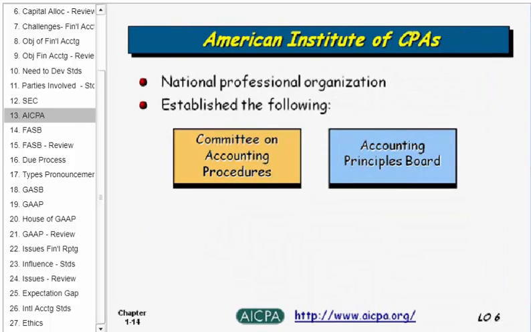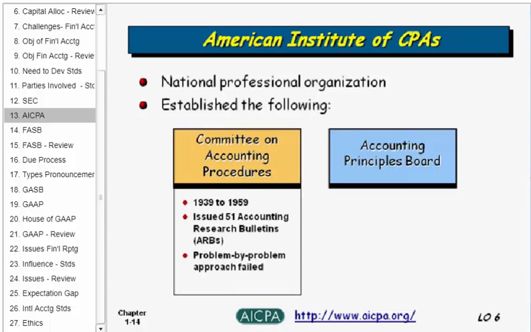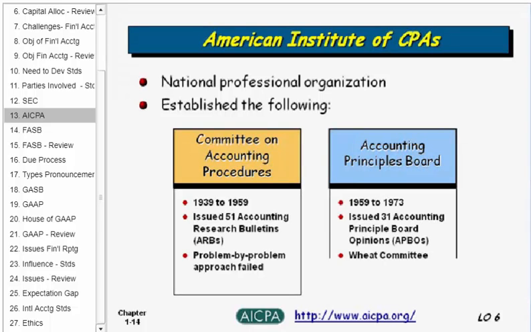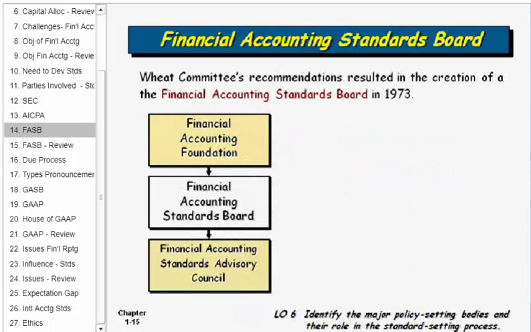Now, the AICPA is a national professional organization, and it established a Committee on Accounting Procedures, and it also established the APB, or the Accounting Principles Board. Okay, the Committee on Accounting Procedures existed from 39 to 59, and they issued ARBs, Accounting Research Bulletins. And it was a problem-by-problem approach that didn't work all that well. And then in 1959, they established the APB, which issued 31 opinions, the APB opinions, and then the Wheat Committee made a recommendation in 1973 that caused some changes at that point. From that point forward, we had the FASB, the Financial Accounting Standards Board, which came out of the Wheat Committee's work.